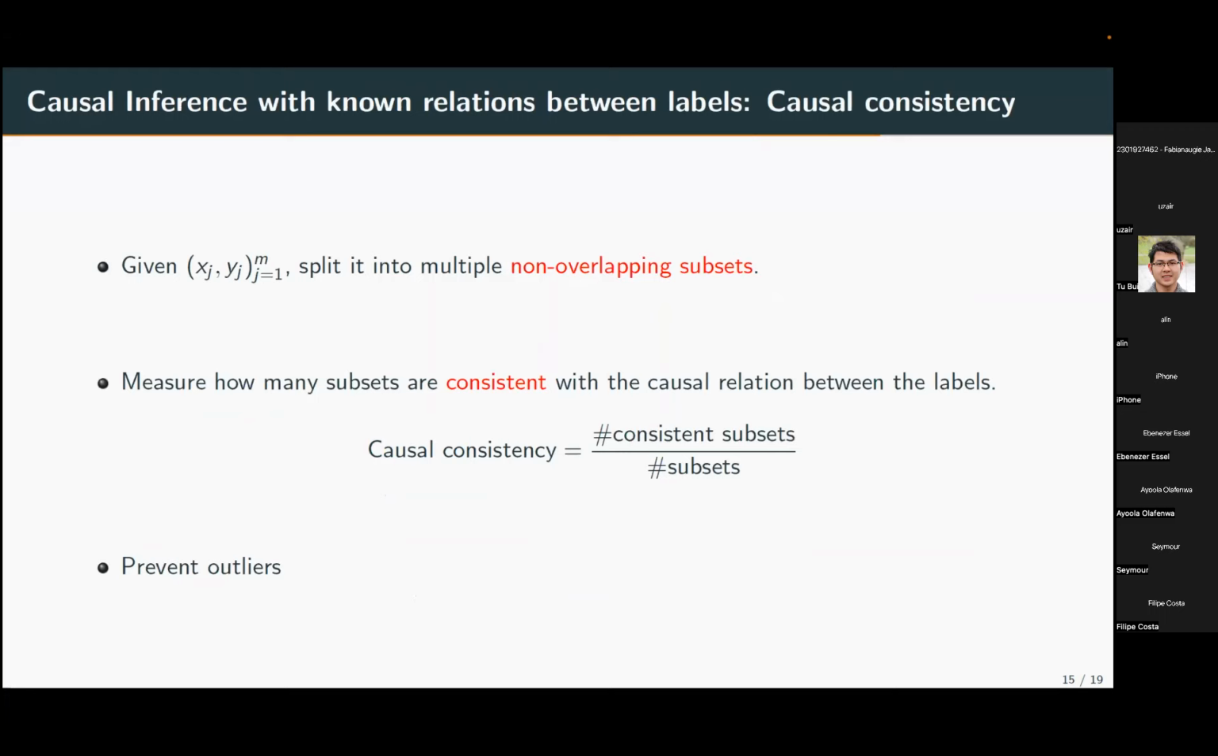To evaluate the consistency between the causal relationships from the representations and the causal relationships from the attribute labels, we propose a new metric called causal consistency. Given a set of pairs of high-dimensional representations, we split them into multiple non-overlapping subsets, and we measure how many subsets are consistent with the causal relation between the labels.